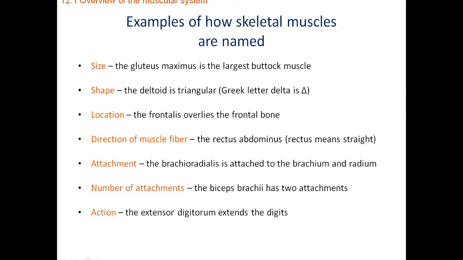They can be named according to their places of attachment. The brachioradialis is attached to the brachium and the radius. The number of attachments: biceps brachii has two attachments. And then the action: extensor digitorum extends the digits, your fingers.